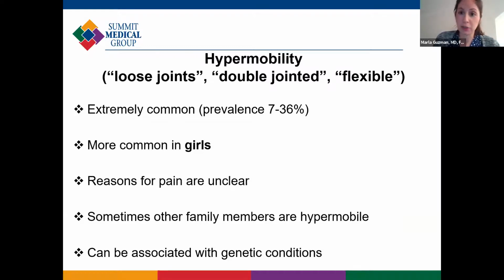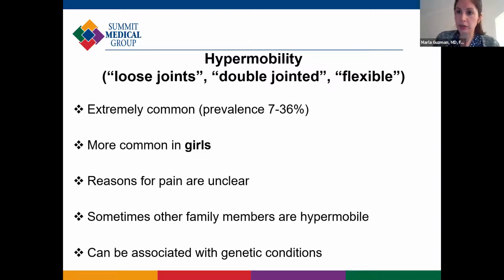The prevalence is up to 36% of children. And it tends to be more common in girls. Reasons are not really clear, and the reasons for the pain are also unclear. So there may be joint instability, impaired proprioception or sense of balance, causing discomfort, muscle strain because of these loose joints. And often family members are also flexible.